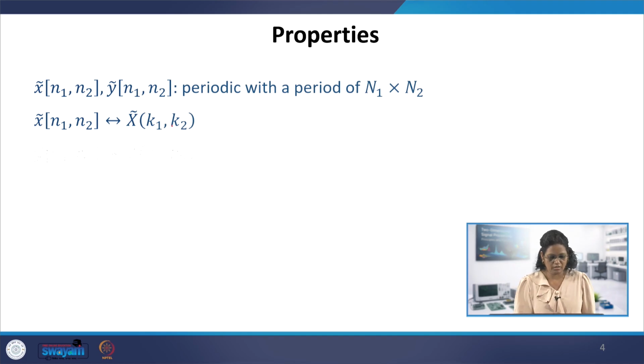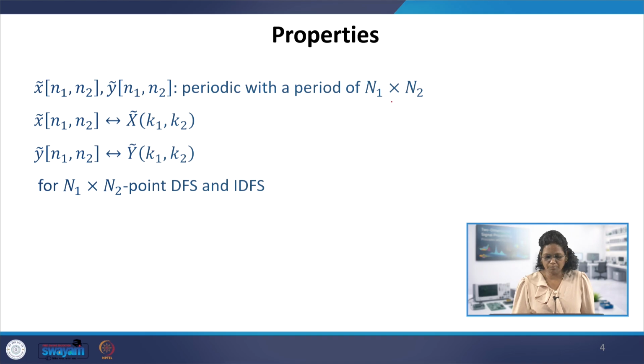This is for x, and for y similarly, if these two are the 2D sequences, y tilde of k1 k2. If this is the case, N1 and N2 are the periods. So the DFS is assumed for this N1, N2, and IDFS as well. So you can get back the sequence. The arrow mark on both sides of the implies means that you can go forward from here, and from the coefficients you can get the signal as well. So the first property is that it is linear.